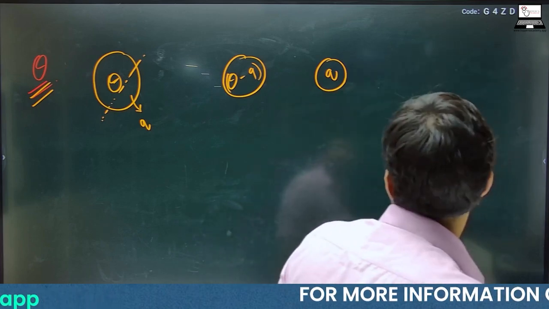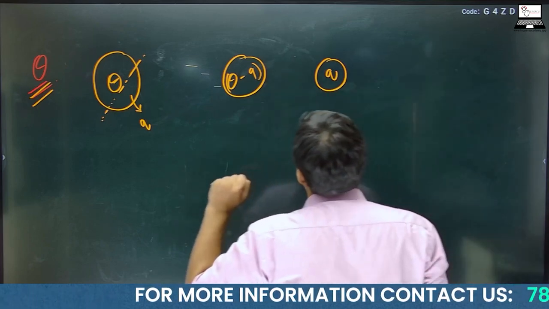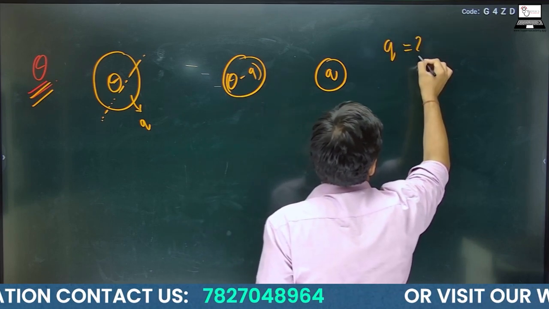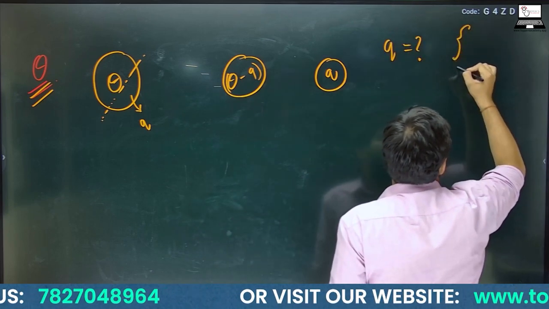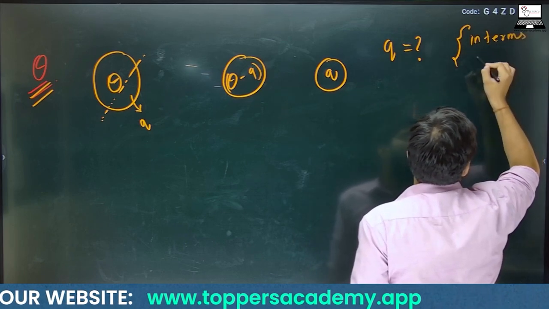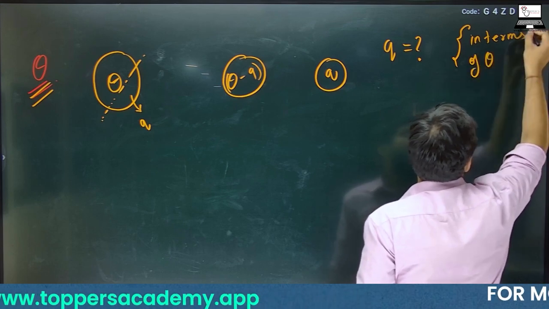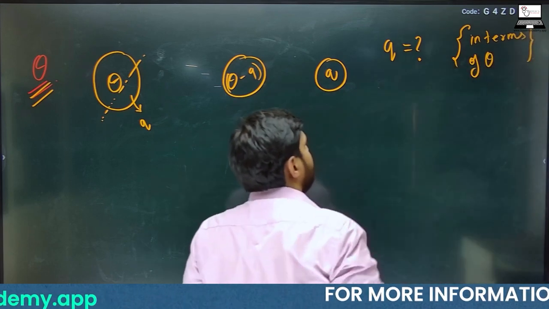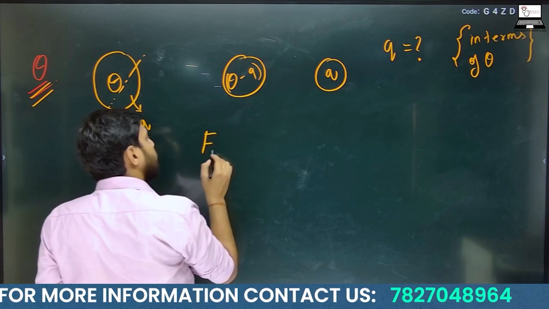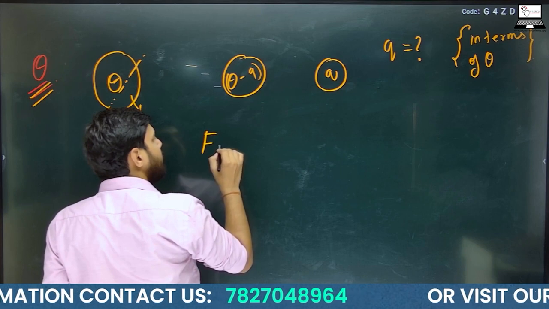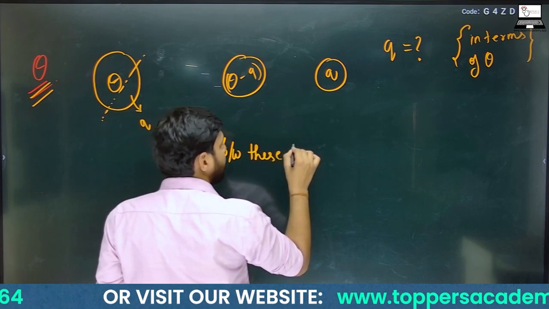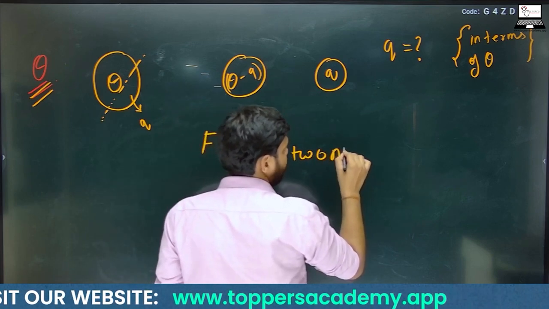Okay, now the question is, what should be the value of q in terms of capital Q, so that the force between these two maximizes.